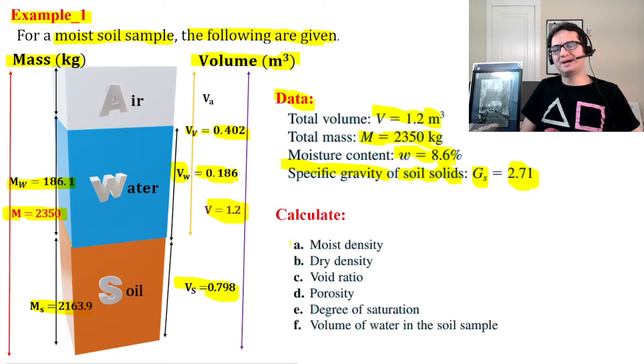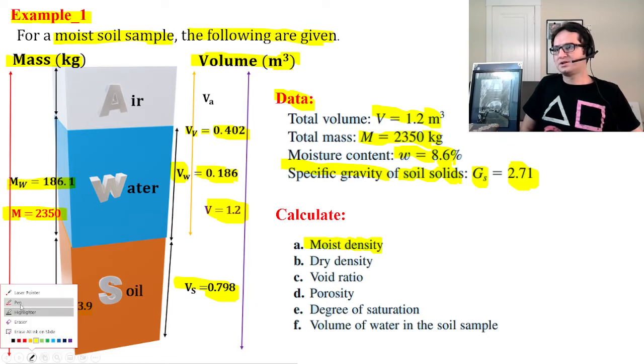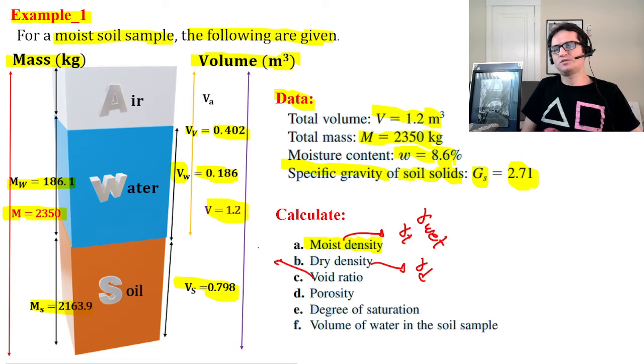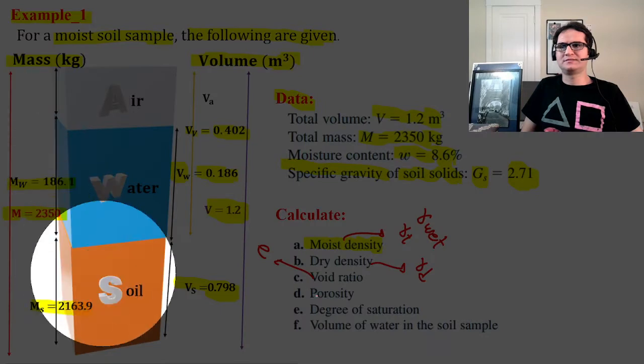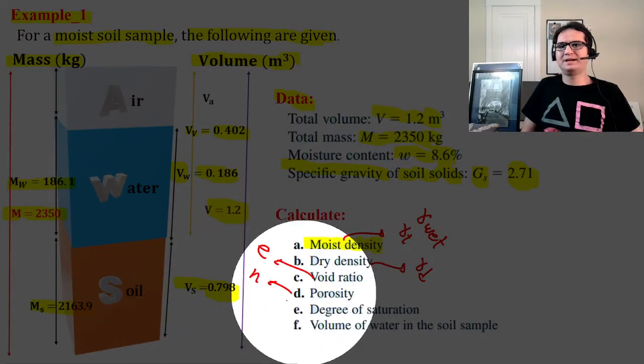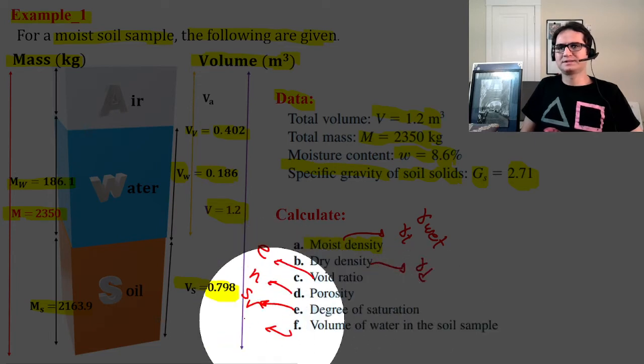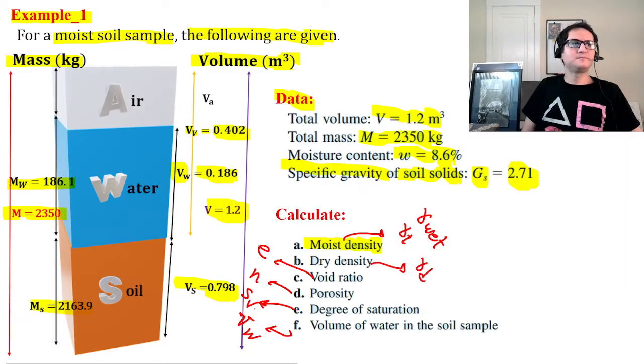In part A we want to know what the moist density is, and that's nothing but gamma total. You remember I told you that's gamma wet, that's gamma moist. Wet is moist. In part B, dry density is gamma D, gamma dry. Part C is void ratio, asking what E is. Part D is asking about N. Degree of saturation is Sr. Volume of water in the soil sample is V of W. So let's see how we can solve the problem.